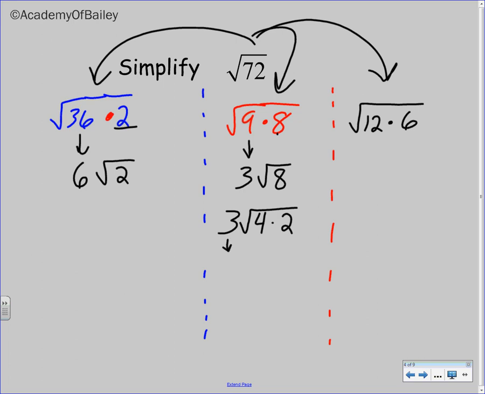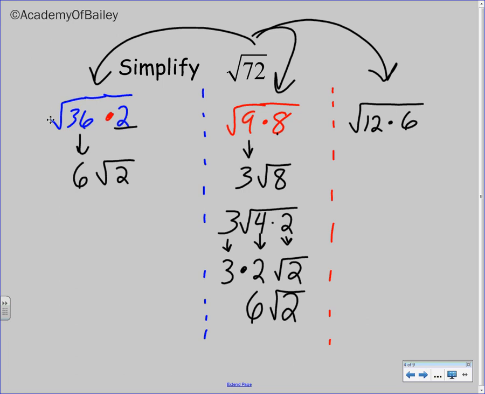Drop the 3 down. What's the square root of 4? 2. And when it comes out without the radical, it's multiplication in there. And then the square root of 2 just stays the square root of 2. 6 times the square root of 2. Okay. Alrighty. And how about the one on the right?